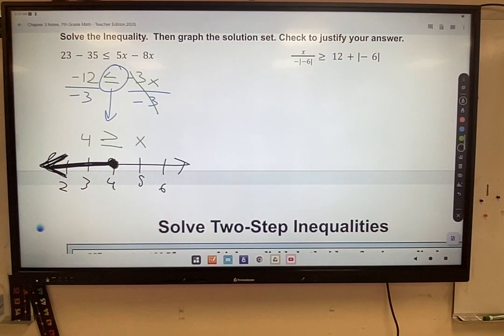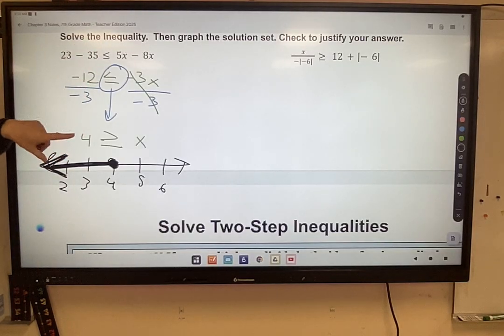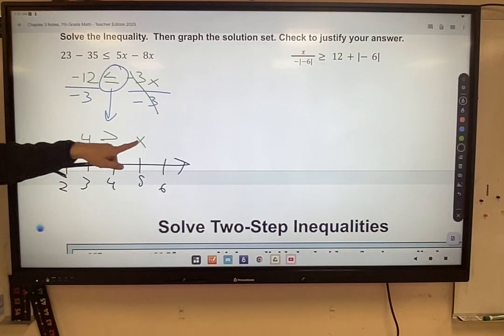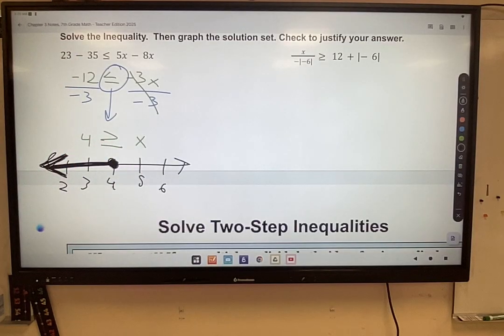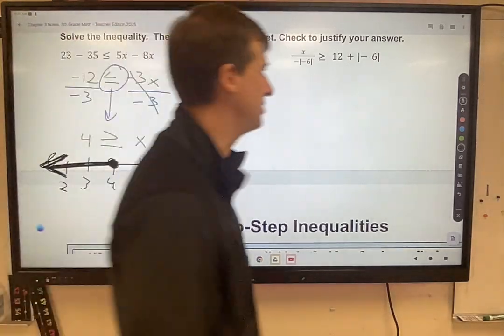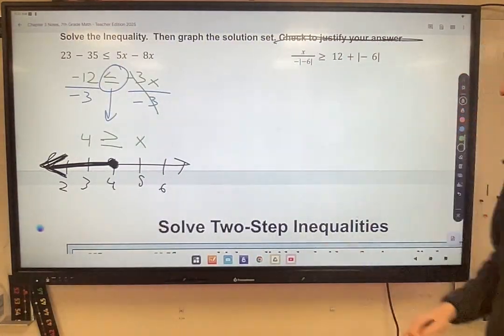And then it says to check to justify your answer. You know how to check. I'm not going to do that here because I don't want to take the time or waste the paper right now. But to check it, we would choose two numbers. I would probably use 4 and 0. Yeah, make sure you do that. If it says to check, make sure you check it. But I'm going to actually skip it on this one because I'm the teacher and I can do that.